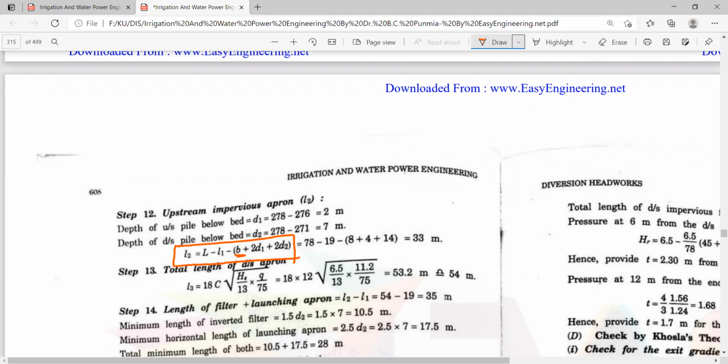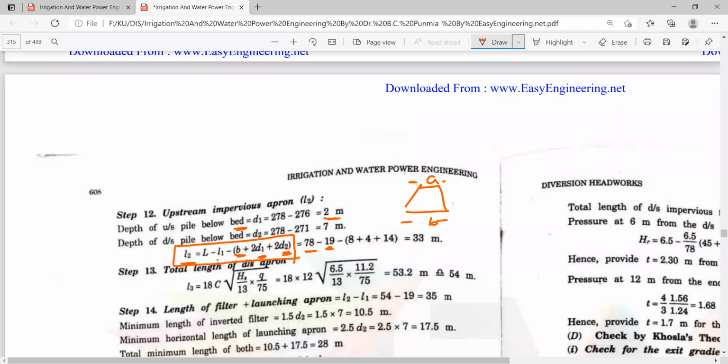So to calculate L2, total length of creep we have got is 78, L1 will be 19, B value we calculated, so B is equal to small a plus small b, small a is equal to 3 meters, small b is equal to 8 meters. D1 is equal to 2 meters, D2 will be 7 meters, the depth of pile below the bed.